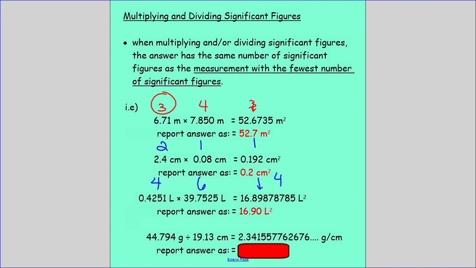Division, same steps. 44.794 divided by 19.13. I get 2.34 and a whole bunch of stuff. We have 5 significant digits in the first one, 4 in the second one, so I'm going to have 4 in my answer, 2.342. Okay, notice that for all of them, the units are at the end. Units are very, very important. Please include your units.